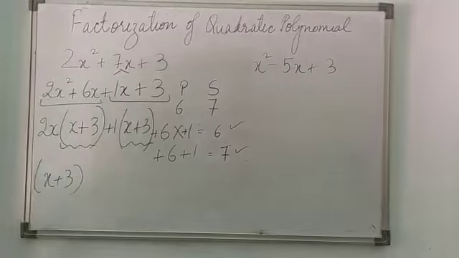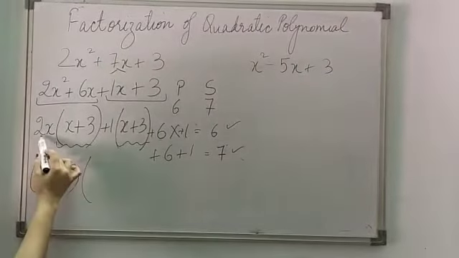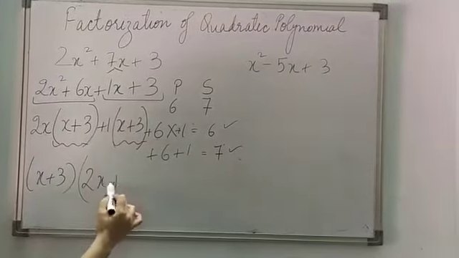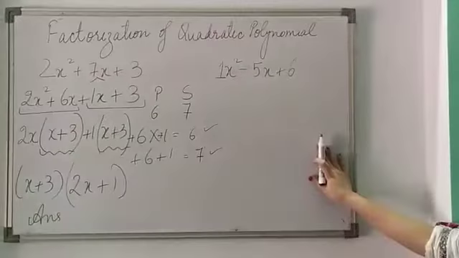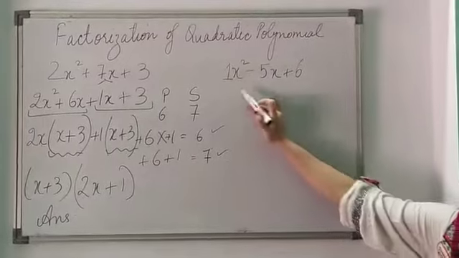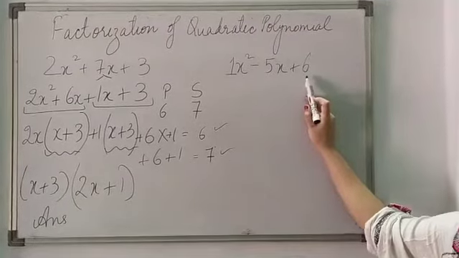So only once you will write down x plus 3, and whatever is the remaining term, that is 2x plus 1, you just write down that also. That is your required answer. So on the new question, that is x square minus 5x plus 6.